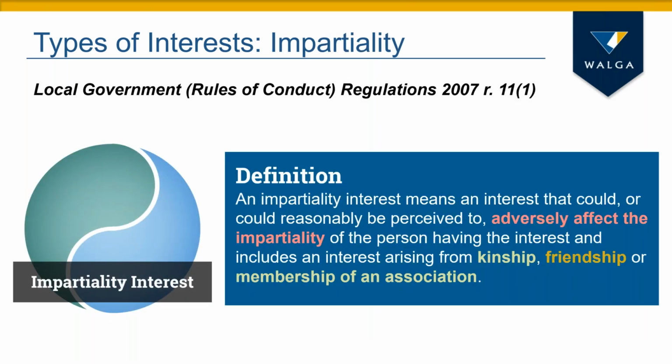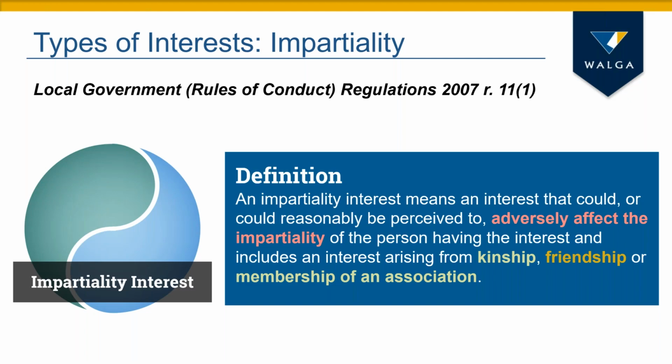An impartiality interest arises if it could reasonably be perceived to adversely affect the impartiality of the person having the interest and includes an interest arising from kinship, friendship, or membership of an association.